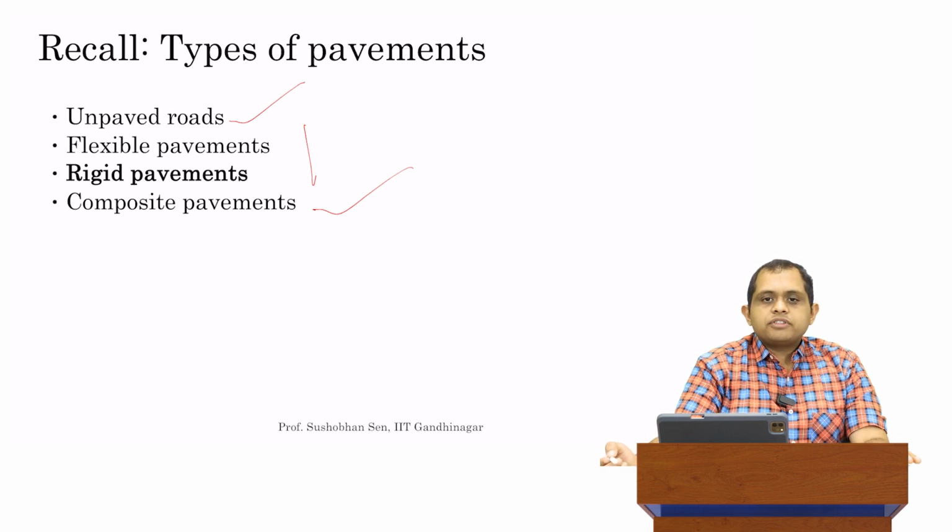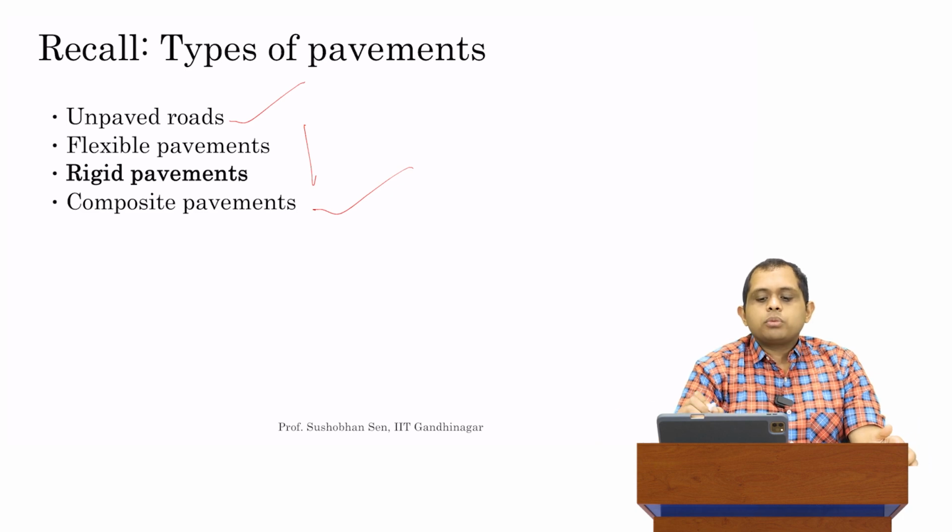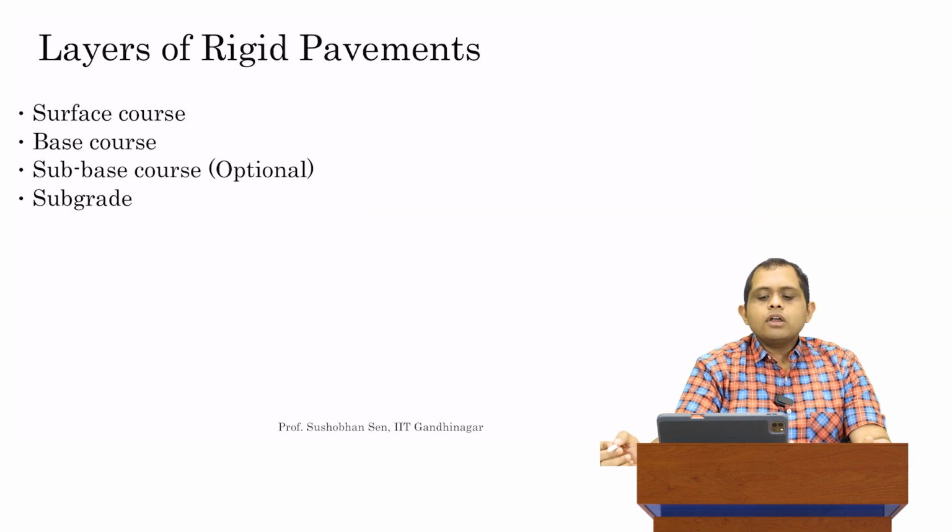But the primary aim of this entire course is to talk about rigid pavements. So let's recap on what the different layers in rigid pavements are. Rigid pavements are a multi-layered system. At a bare minimum, rigid pavements will consist of two layers.